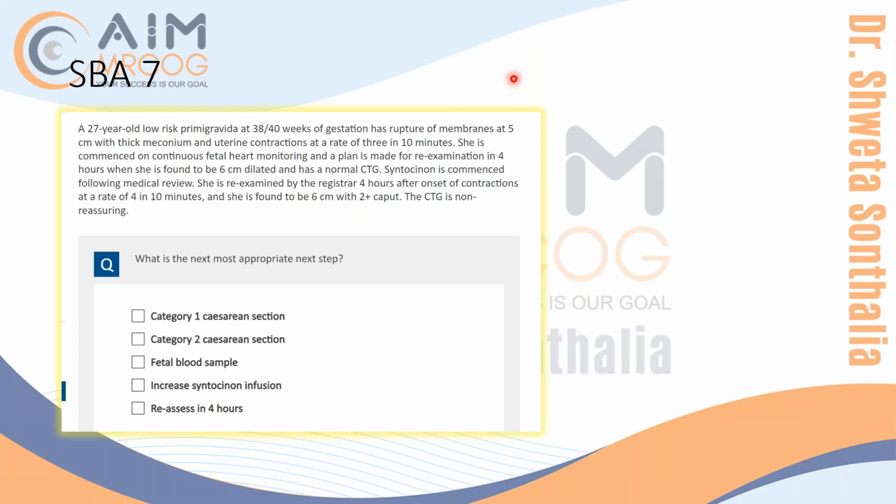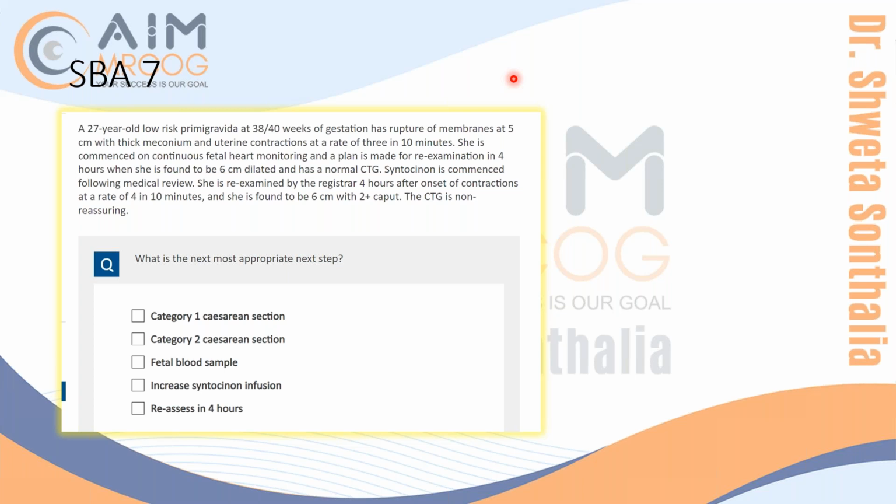So it should be Cat 1 if it is non-reassuring. Cat 2. For pathological CTG it is Cat 1. So non-reassuring, this will not be Cat 1. Yeah, sorry, I'm mistaken. The CTG is non-reassuring, not pathological, so it will be Cat 2. And why are you not considering blood sampling here? Blood sample.